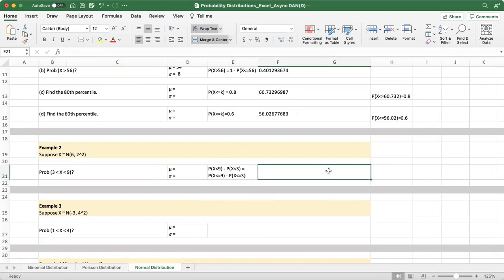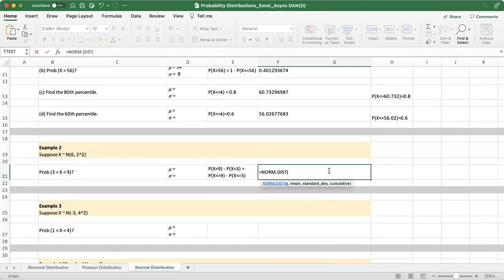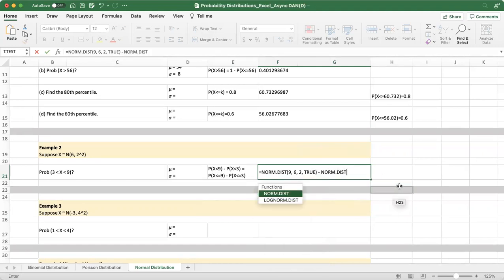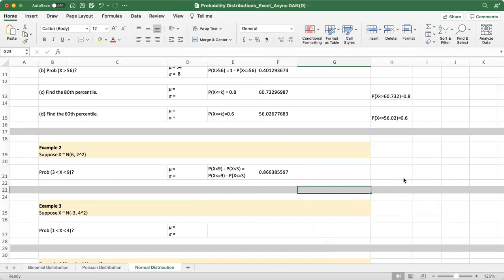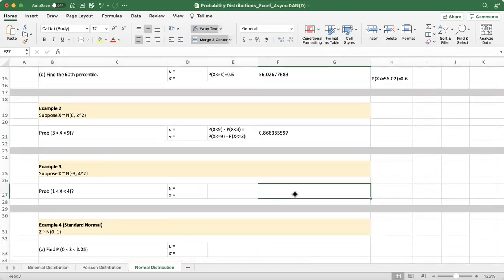And now I know how to just use NORM.DIST to compute the answers. NORM.DIST of 9, 6, and 2, true, minus NORM.DIST of 3, 6, 2, true, and the answer is 0.8664. Again, check with the applet if your answers are correct. The third one, I'm going to leave as an example for you.